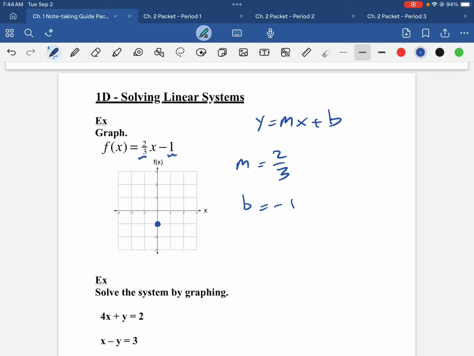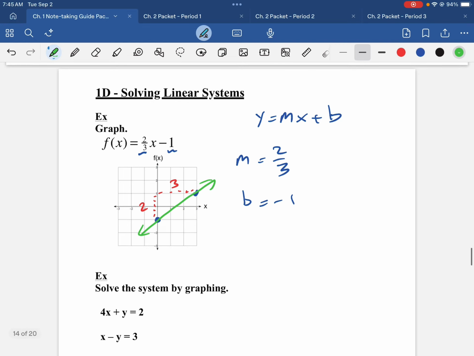And then I'll use the slope, which is 2/3, to get to another point from the point I already know. So from that y-intercept, I'm going to go up 2 units and to the right 3 units. So rise over run, right? I went up 2 to the right 3, and then here is my next point, and then I just connect the dots to draw my line, something like that. Okay. All right, so now let's try graphing a system.